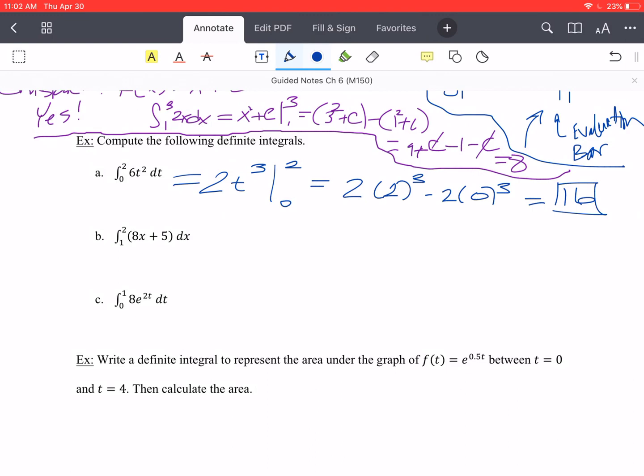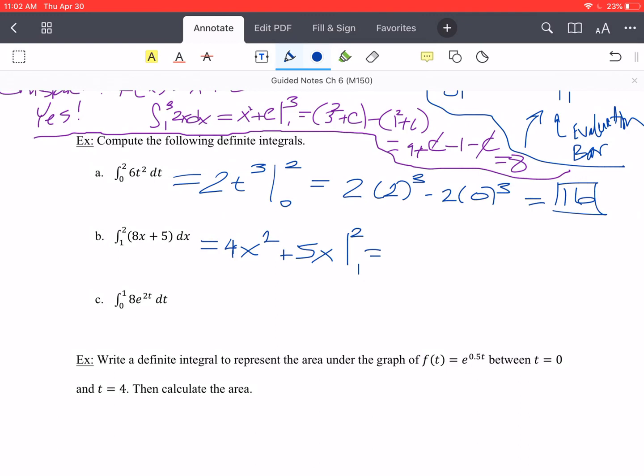So next up, we have the integral from 1 to 2 of 8x plus 5 dx. So let's take some antiderivatives. Antiderivative of 8x, so that's x to the first. It's going to become x squared. So this is going to become 4x squared. And then the antiderivative of 5 is 5x. And this gets evaluated from 1 to 2.